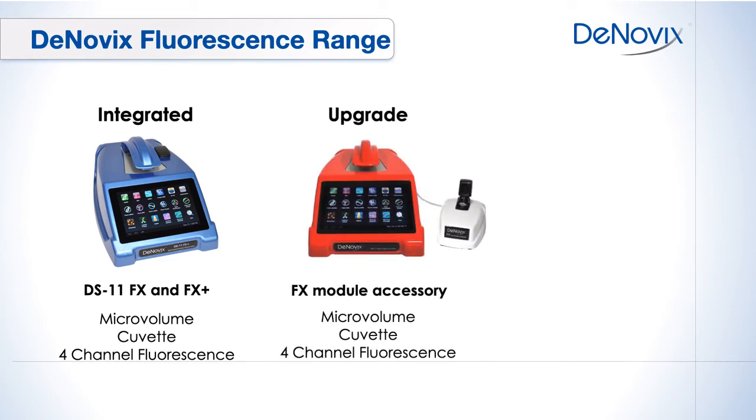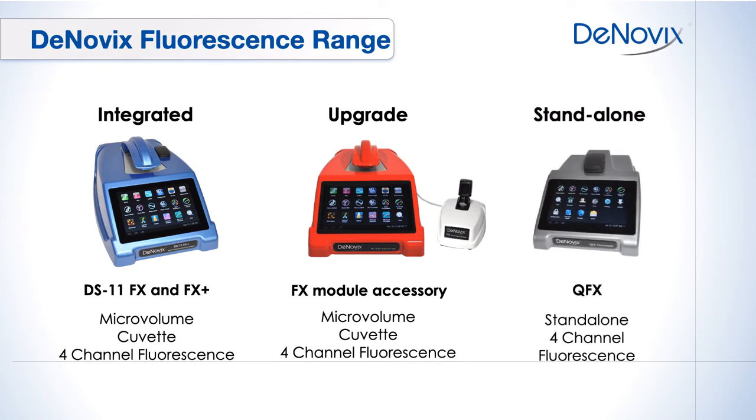I know that a lot of people already have a DS11 in their lab. DS11 is the absorbance only instrument. That can be upgraded very easily and very inexpensively with just this additional module here. It's in the center image. So that just plugs in by USB and it will automatically upgrade your instrument to full 4-channel fluorescence. And we also have a standalone instrument for fluorescence, and this is called the QFX.